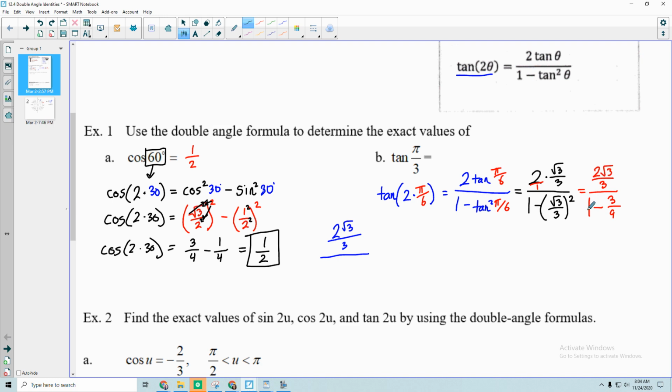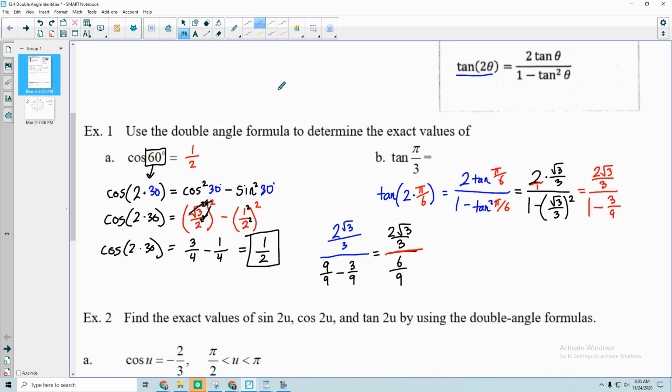How on earth could I subtract these? Okay, so remember, I can only subtract if these fractions have the same denominator. So I'm going to need to rewrite this 1 as a fancy 1, okay? If I rewrite this 1 as 9 divided by 9, that's still the same thing as 1, then I'll be able to perform that subtraction, okay? So I'll get 2 root 3 divided by 3 all over, well, 9 minus 3 is 6, so 6 divided by 9, okay?